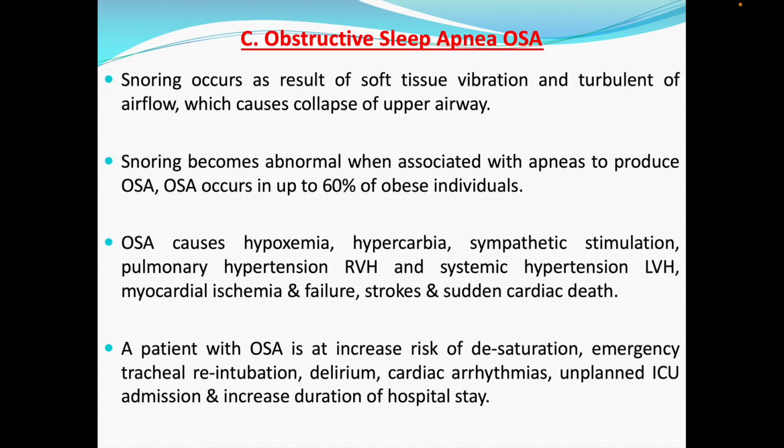Obstructive sleep apnea causes hypoxemia and hypercarbia. This is the sequence of events: OSA, apnea, hypoxemia, hypercarbia. Then sympathetic stimulation and pulmonary hypertension, causing weak pressure on the right ventricle, right ventricular hypertrophy, and systemic hypertension, left ventricular hypertrophy, myocardial ischemia, myocardial failure, strokes, and sudden cardiac death.